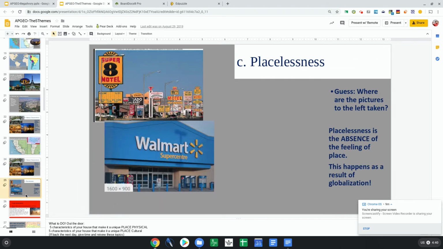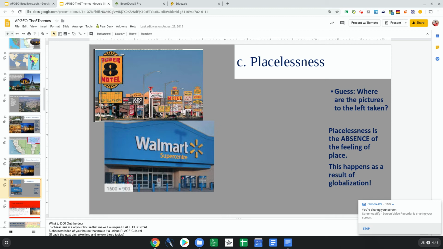Excellent. Now we got place, we have a feeling. Some places just feel different, and that means, though, that some places feel like nothing. And we call this in human geography placelessness.